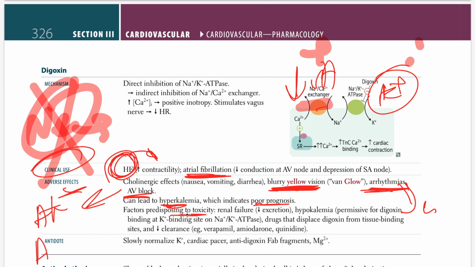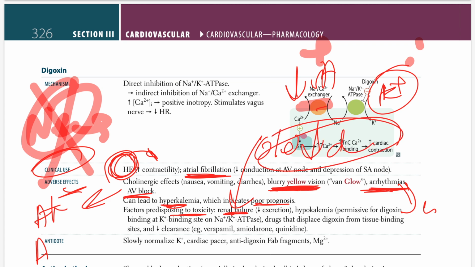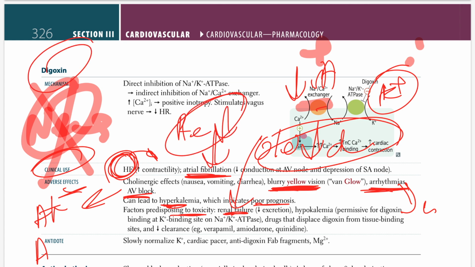But the toxicity will happen if you have renal failure, because this drug is renally cleared, and in all patients you decrease the dosage of the drug because, as you get older, the renal function decreases. So renal clearance of this drug will also decrease. So you decrease the dosage in all patients. So what is the predisposing factor to toxicity is renal failure.